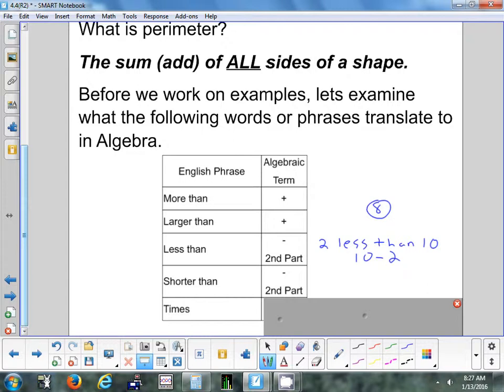And how about times? Yeah, that's when you multiply. So what if it said three times a number? How do we represent that?